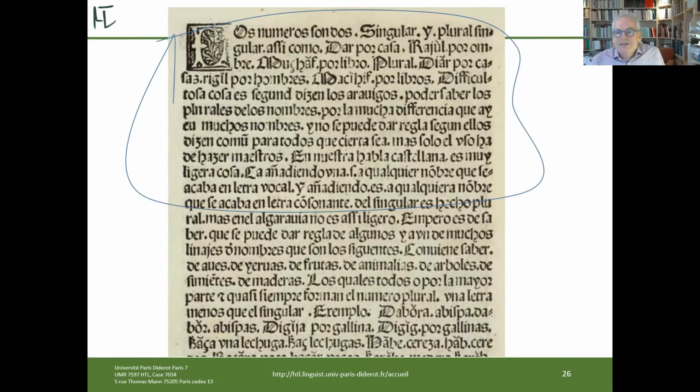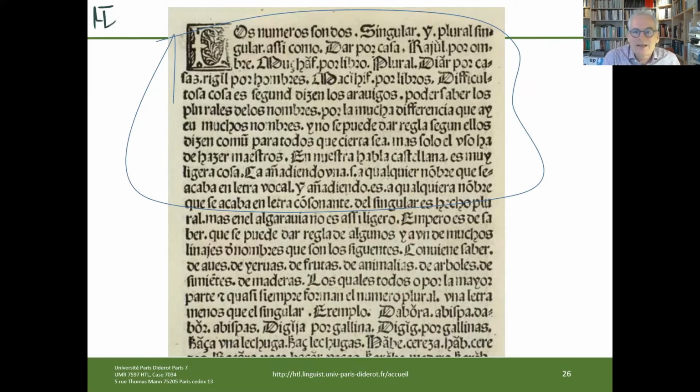Por la mucha diferencia que hay. There are so many different forms, diferencia que hay, muchos nombres, y no se puede dar regla. There are no rules for that, según ellos dicen, they even say that. They can speak it, they can know it. They have auctoritas, they are the authority in that case. They could know this, they should know it, but there are no rules, and I am not going to give all those rules in my grammar.